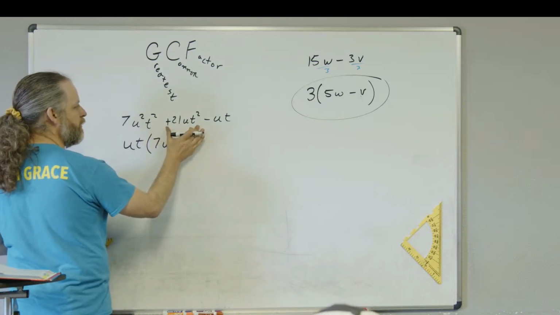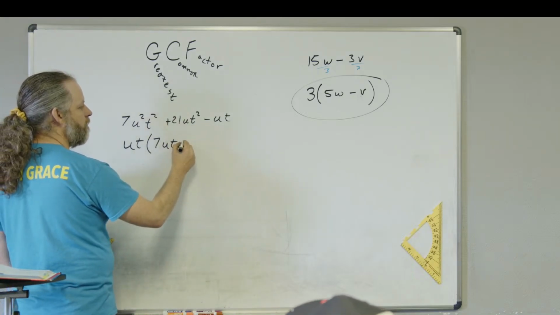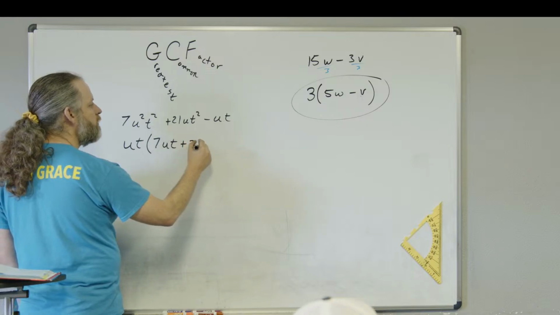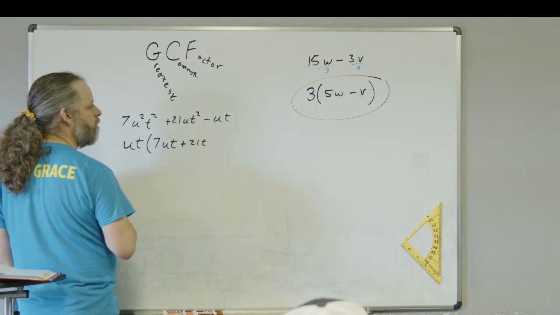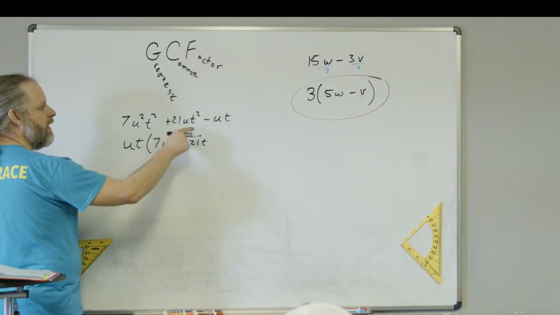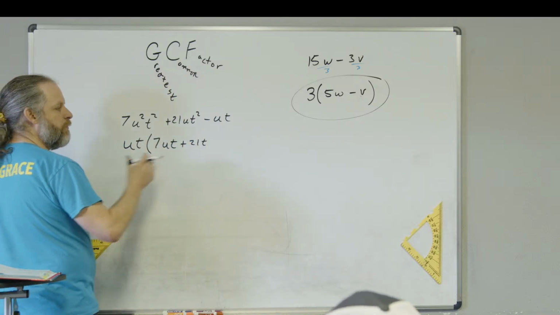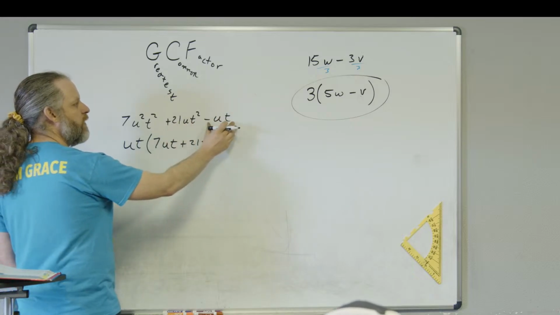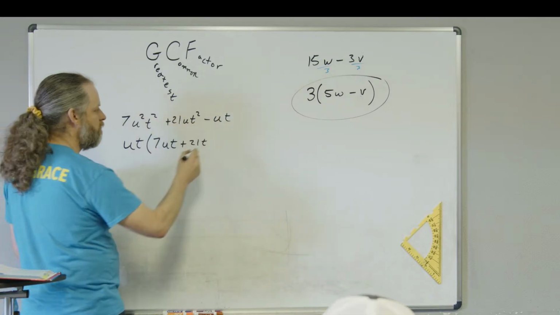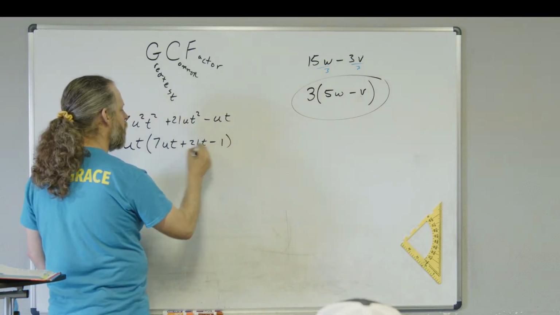What about this one? We pull a UT out of this one, what's left? 21T. Because we pulled the U out and 1 of those T's out. When we pull a UT out of this, what's left? 1. Minus 1.